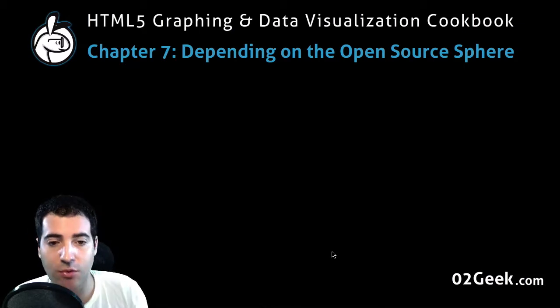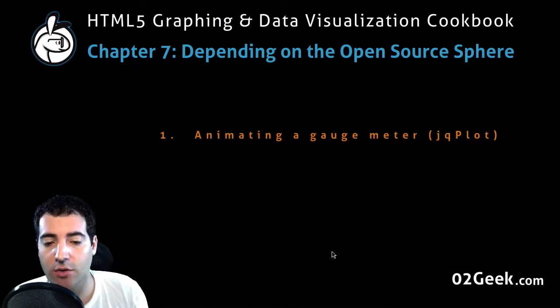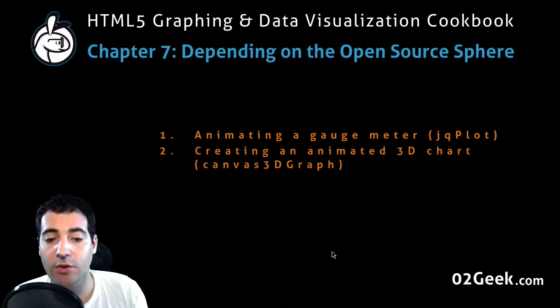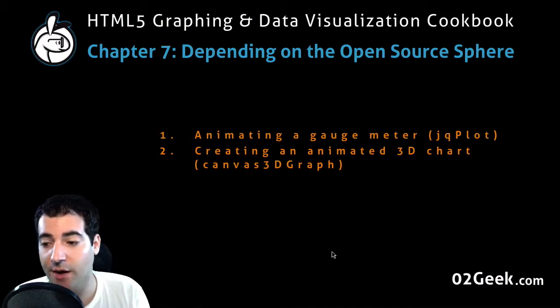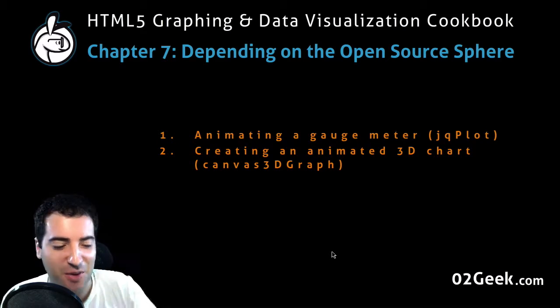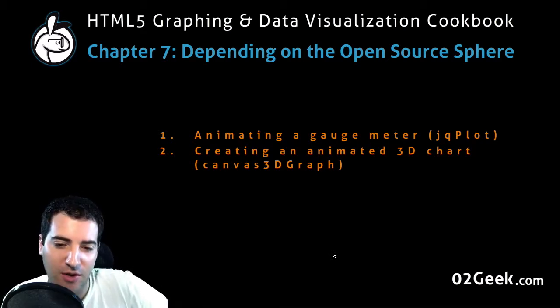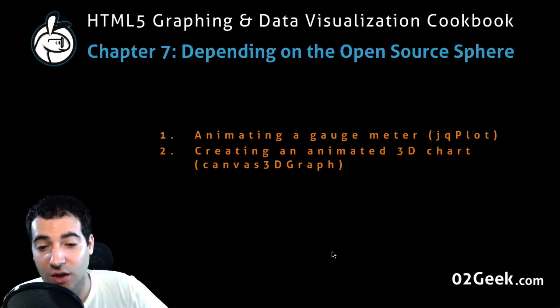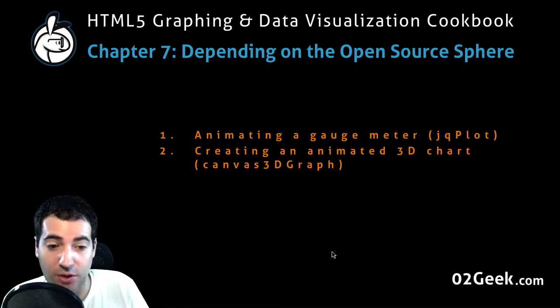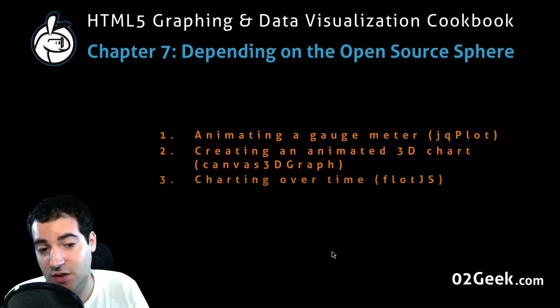So let's just skim through the recipes quickly. We're going to create an animated gauge meter using jqPlot. We're going to create an animated 3D chart using Canvas 3D Graph, which is really not even a component. It's a guy that I almost begged to let me use it because he just built it a couple of years ago. He doesn't even love it, but I personally do love it. Which shows how modest he is, but it's just a great component and a cool way to see how you could create 3D in a 2D environment, or a fake 3D in a 2D environment, which we'll explore in the recipes in this chapter.